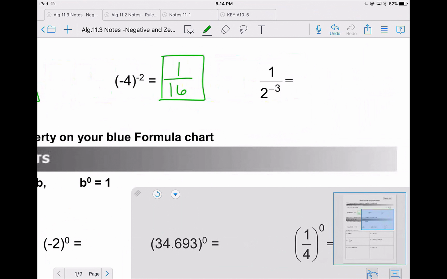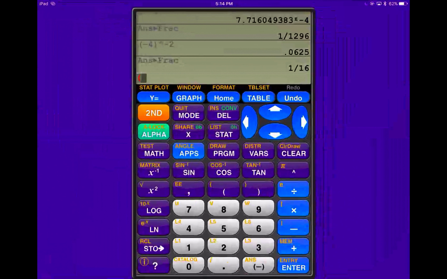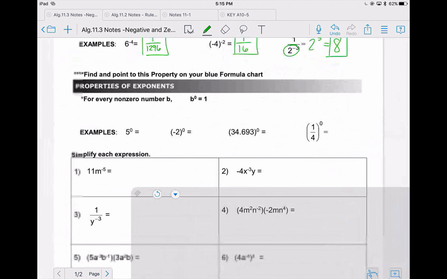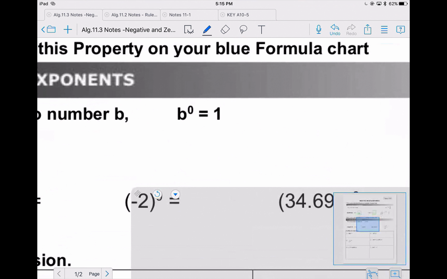And for the last one, I'm going to put it in exactly like I see it. So we have the fraction 1 over 2 raised to the negative 3. So I'm putting this in exactly like I see it. And I get the number 8. The reason being, this negative was unhappy, so we bring it up to the top and make it positive, and 2 cubed is 8.